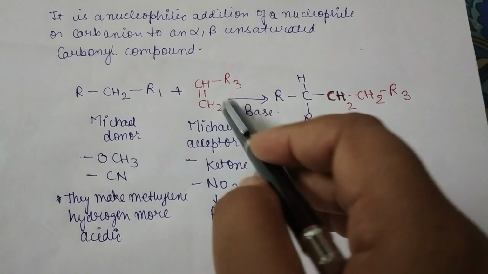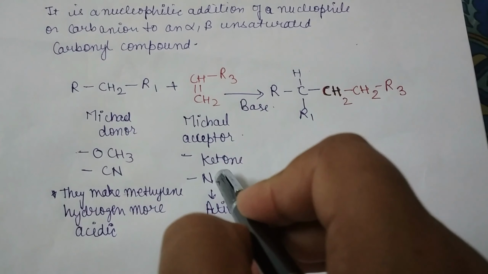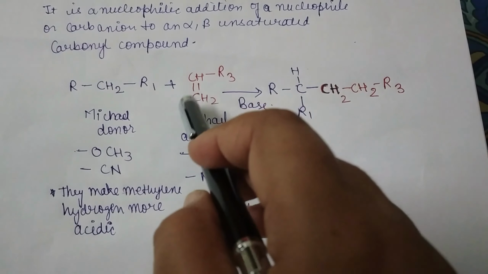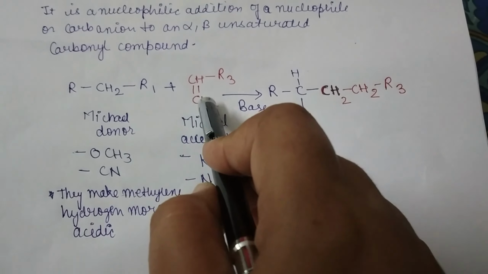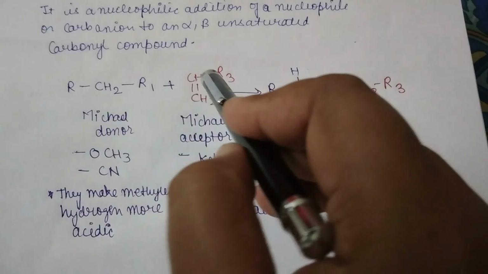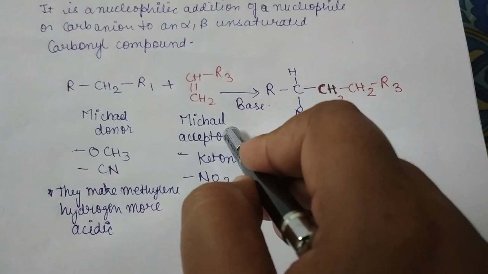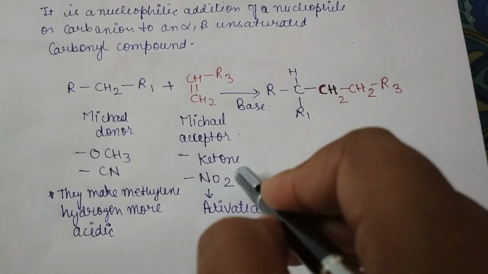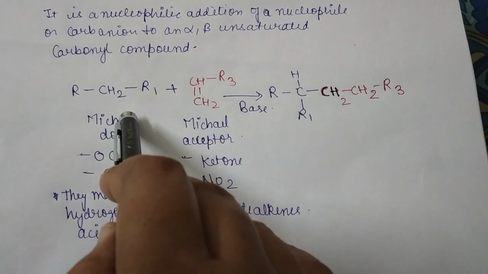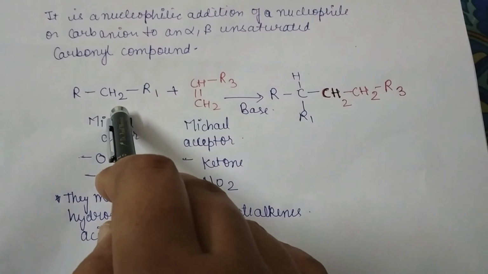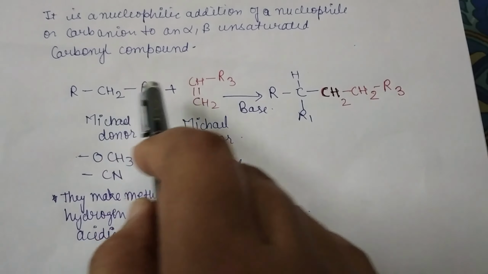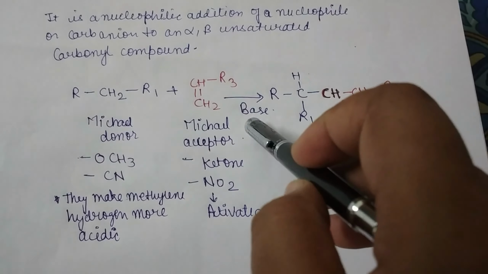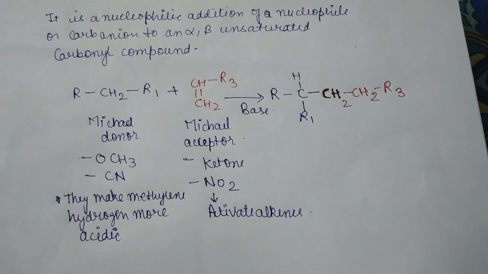Here in the alkene, the R3 position can be obtained by a ketone or NO2 that will activate this alkene portion to react easily with this carbon. So for this Michael donor and Michael acceptor, if these groups are present, OCH3 or CN cyanide group or ketone or NO2, they will activate the Michael donor and Michael acceptor. It is a Michael donor because it will donate one of the protons, and a Michael acceptor because it will accept that proton. So this reaction takes place in the presence of base.